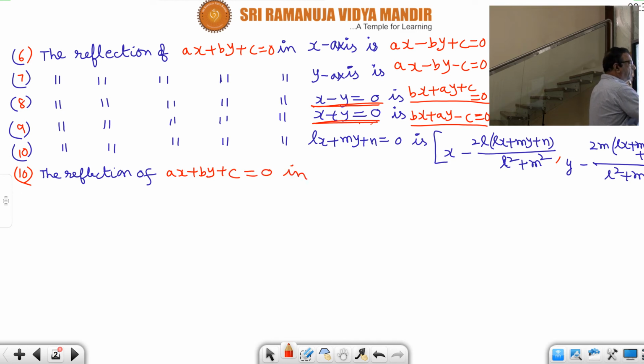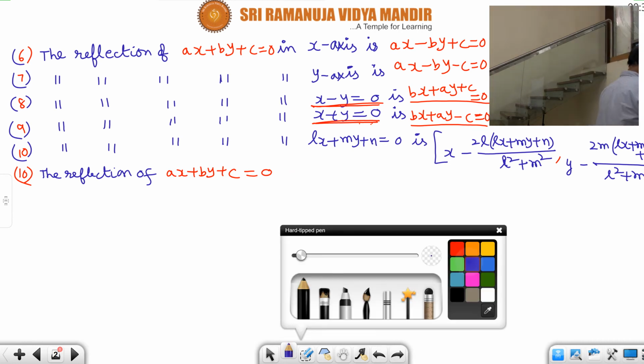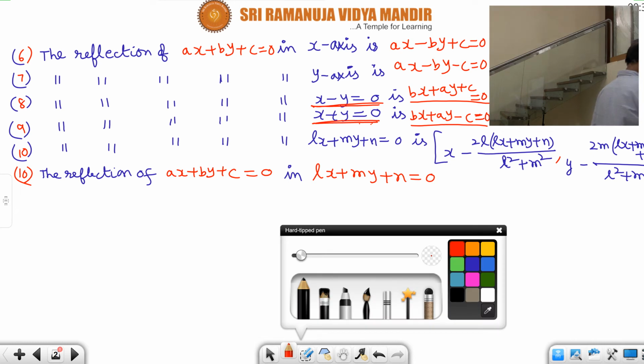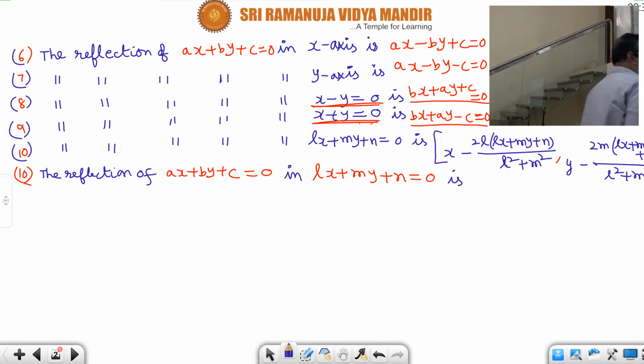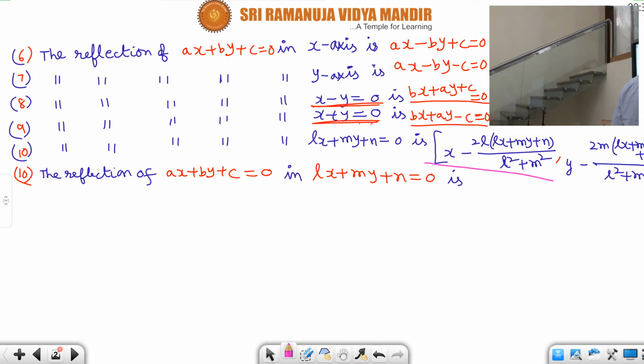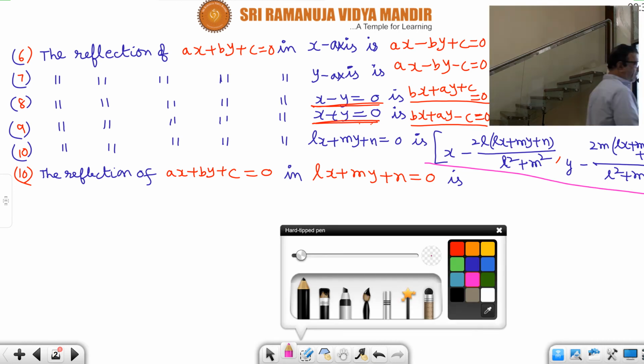In Lx plus my plus n equal to 0. What we have to do is, whatever this formula is, that formula we have to substitute in the line. Which line? Ax plus by plus c is equal to 0. I am doing this now.